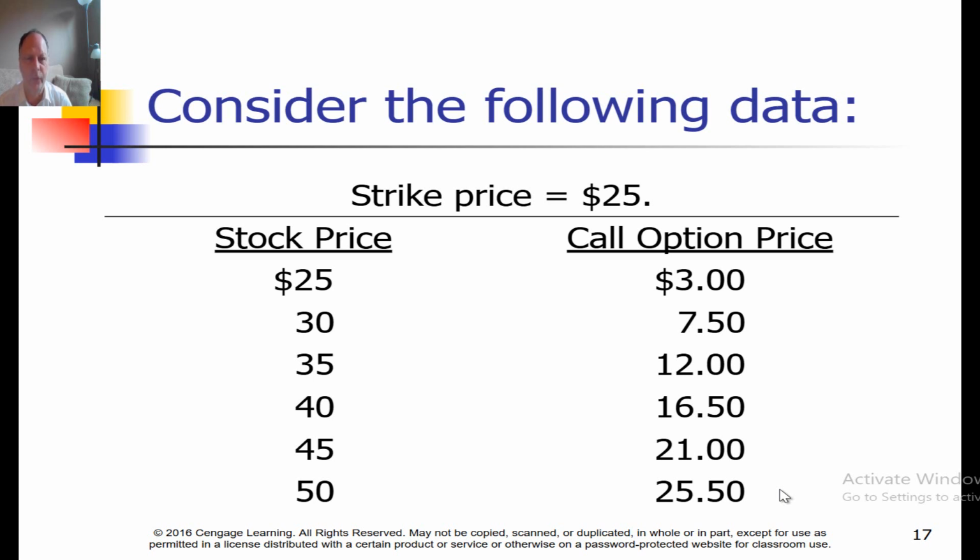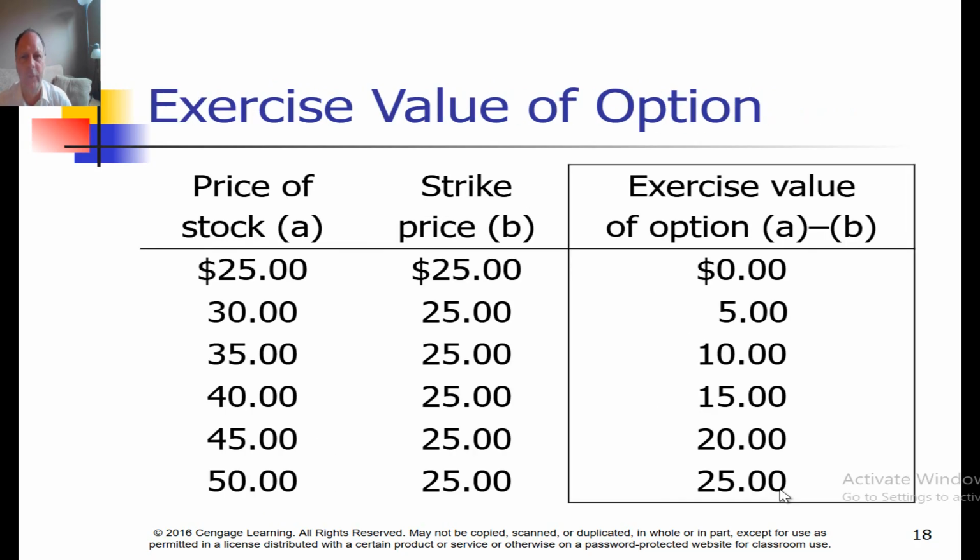This is a general rule. As an option becomes more and more in the money, the time value goes down. So if we were to exercise an option, we could figure out the intrinsic value over here. It's whatever the price of the stock is, minus the strike price. 25 minus 25 is 0. 30 minus 25 is 5, and all the way up to 50 minus 25 is 25. This is the value you get by exercising the option. Anything above that is time value.